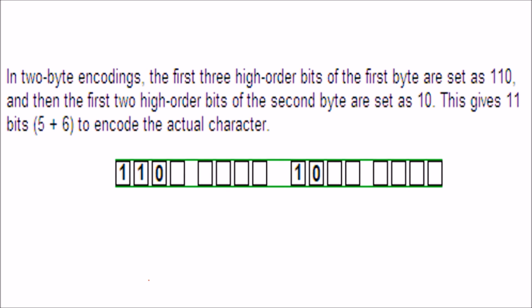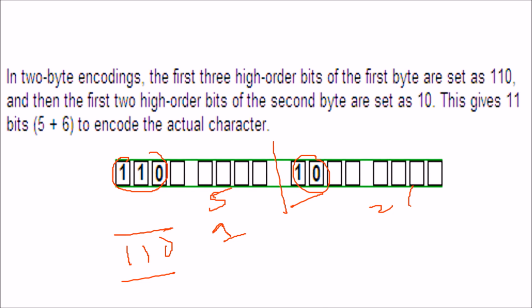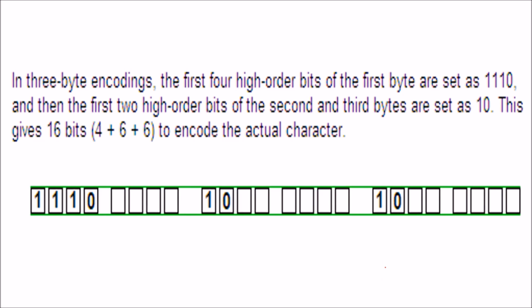Then 2 byte encoding. The first 3 higher order bits of the first byte are always 110. This is fixed. The second byte will have 10 fixed as its 2 higher order bits. So we are left with 5 bits here and 6 bits here. 5 plus 6 is 11, so we are left with 11 bits to encode the actual character. So we are left with 0 to 2 to the power 11 minus 1. From here, the number has come up, which I indicated earlier.